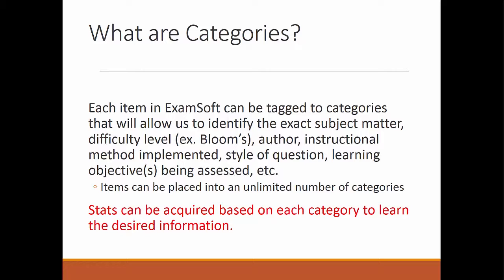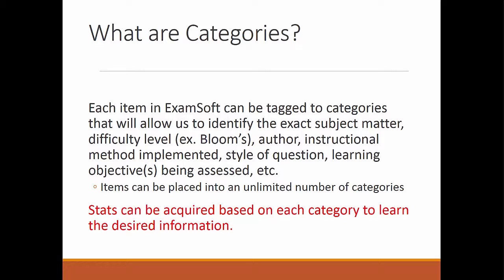It's important to know that all items can be placed into an unlimited number of categories. So it's not just one question per category, or one category per question, but we have several items that have more categories that they're tagged to than we can count. And also know that stats are based on each category to learn information.